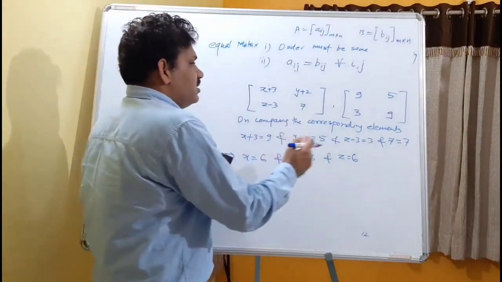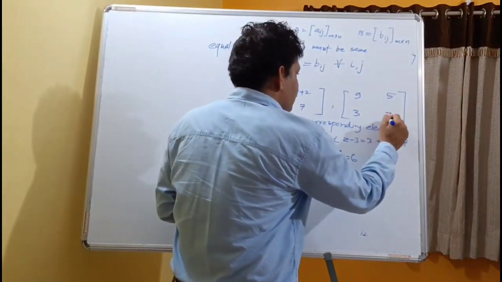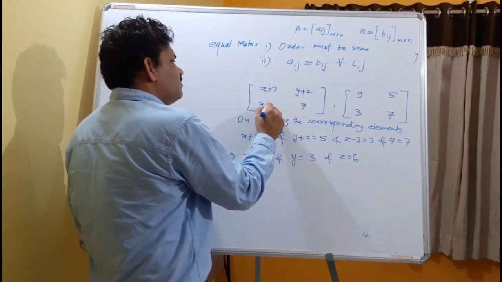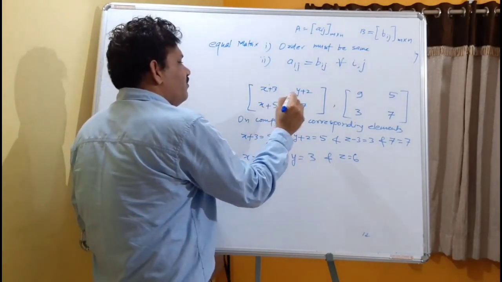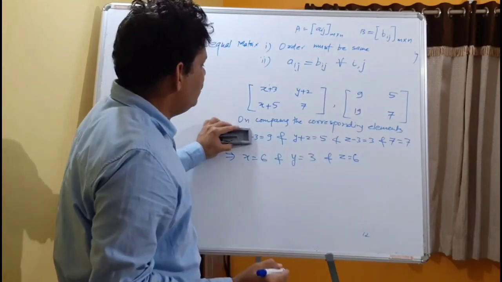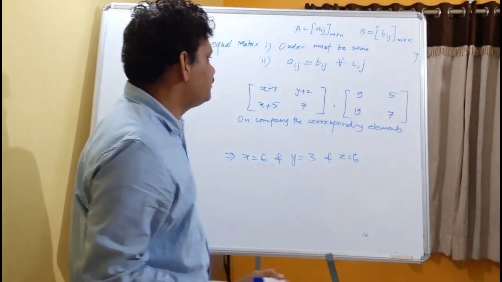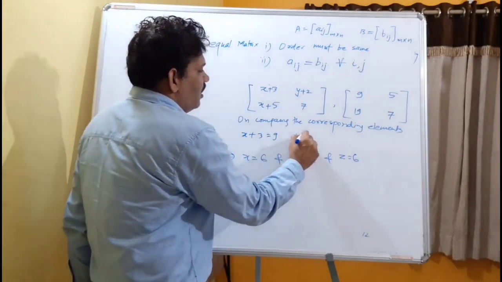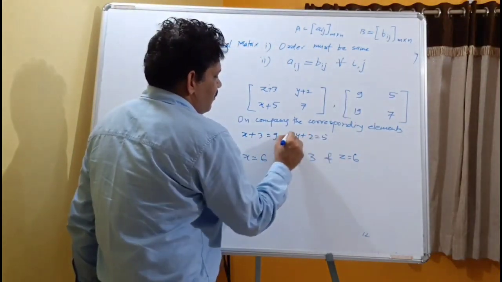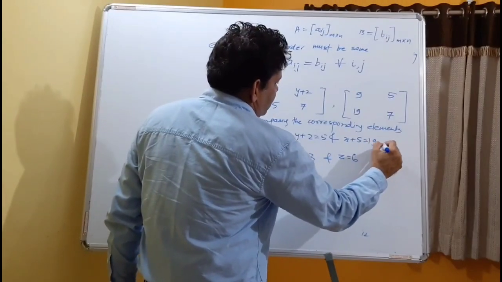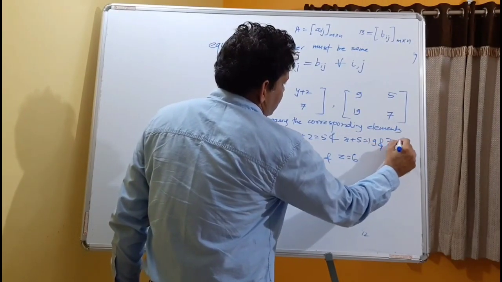And let's take one more case. Here it is 7. Here x plus 3 and here x plus 5, and x plus 5 is given as 19. So this will give me a contradictory result. See, I take x plus 3 is equal to 9, y plus 2 is equal to 5, and x plus 5 is equal to 19, 7 is equal to 7.